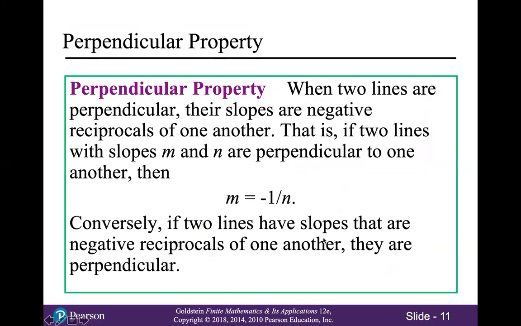All right, next we come to the perpendicular property. Again, hopefully this is something you've heard before. I bet you have. When two lines are perpendicular, their slopes are negative reciprocals of one another. That is, if two lines with slopes m and n are perpendicular to one another, then m is equal to negative 1 over n. In other words, flip the fraction over and flip the sign. Flip the fraction, flip the sign. Conversely, if two lines have slopes that are negative reciprocals of one another, they are perpendicular.